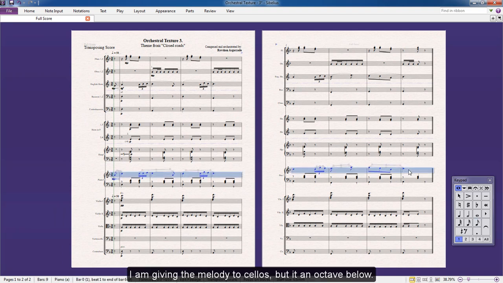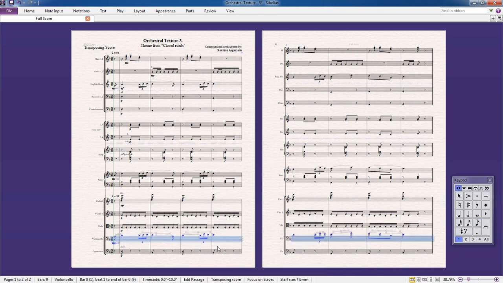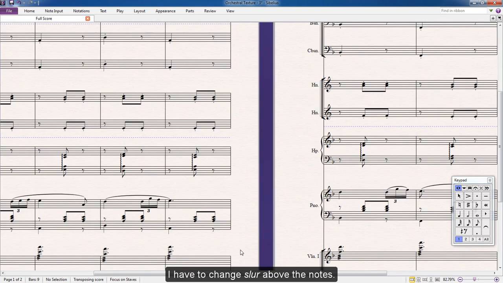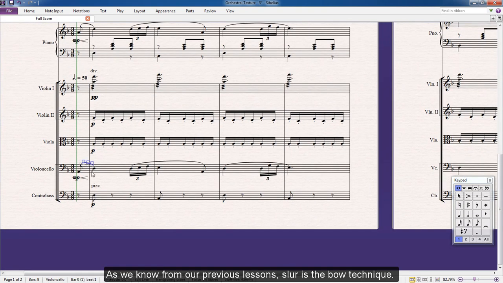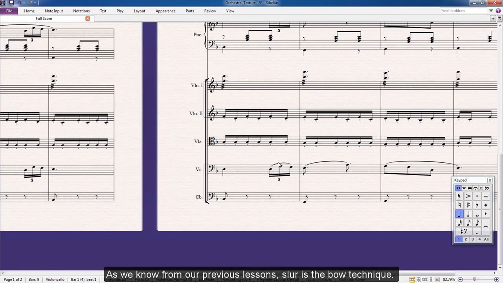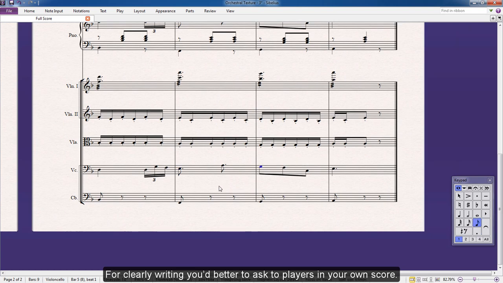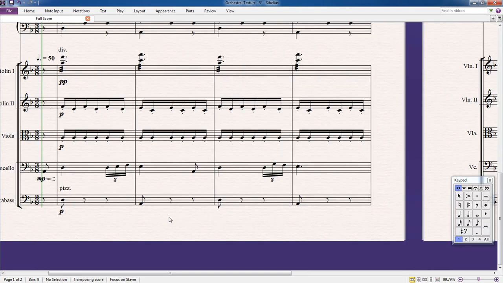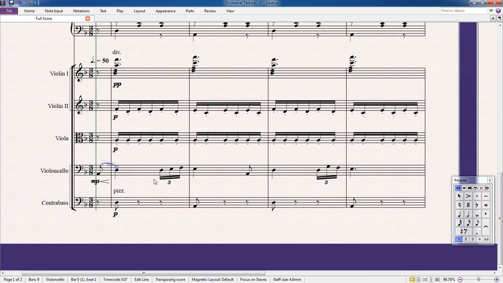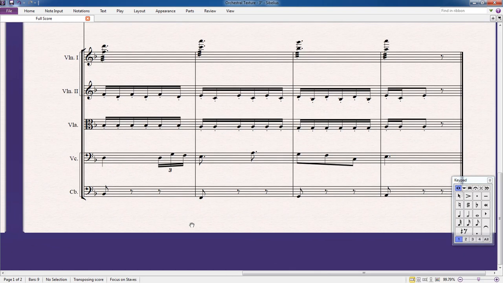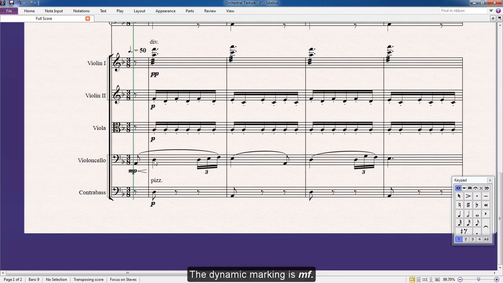I'm giving the melody to cellos, but an octave below. I have to change the slur above the notes. As we know from our previous lessons, slur is a bow technique. For clear writing, you had better ask the players in your own score. The dynamic marking is mezzo forte.